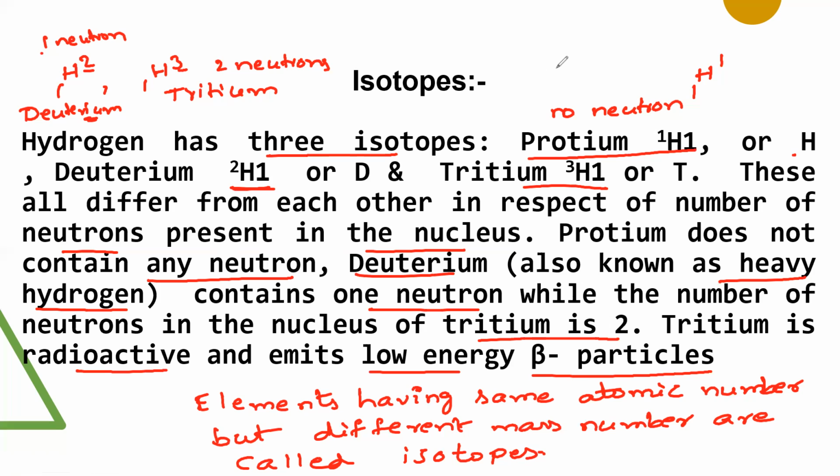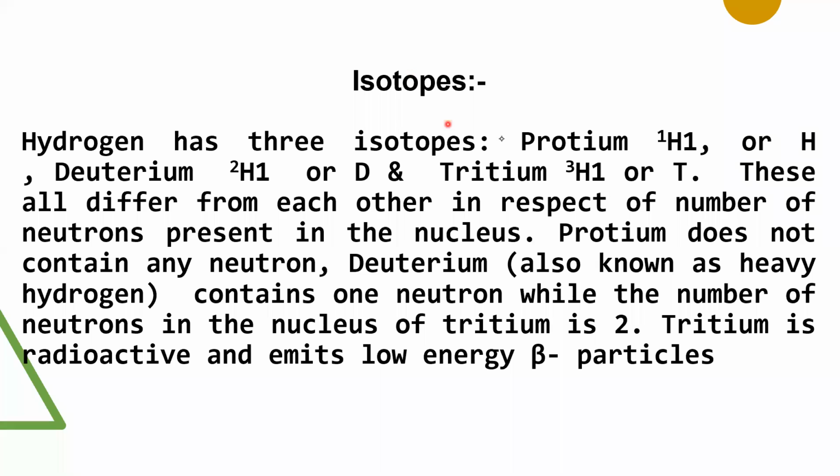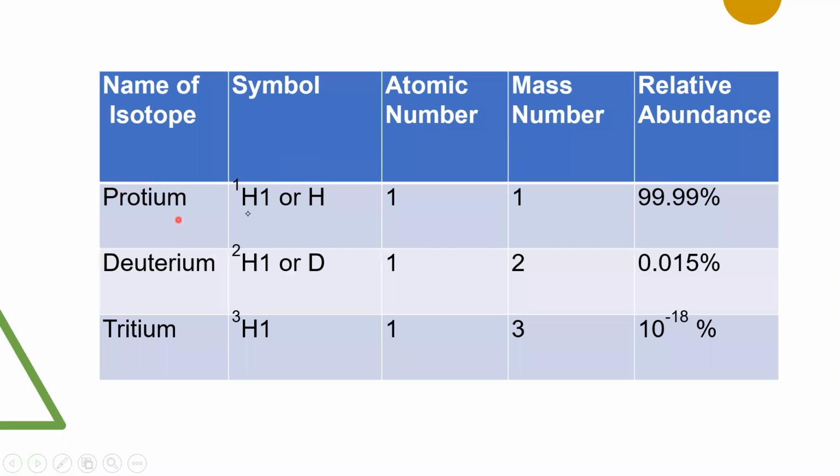Next, continuation. So protium 1H1, atomic number 1, mass number 1. Its relative abundance is 99.99%. Very, very important, this table. Please make a note of it. And deuterium 1H2, it has atomic number 1. Atomic number is the same for all because they are isotopes, and mass number is 2 because it contains one neutron, and its abundance is 0.015%.